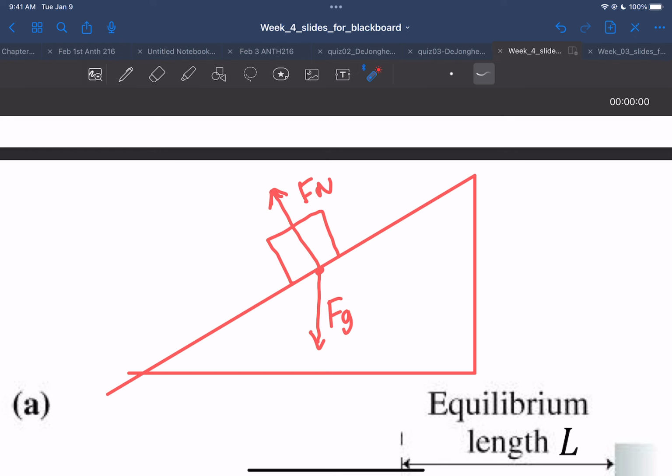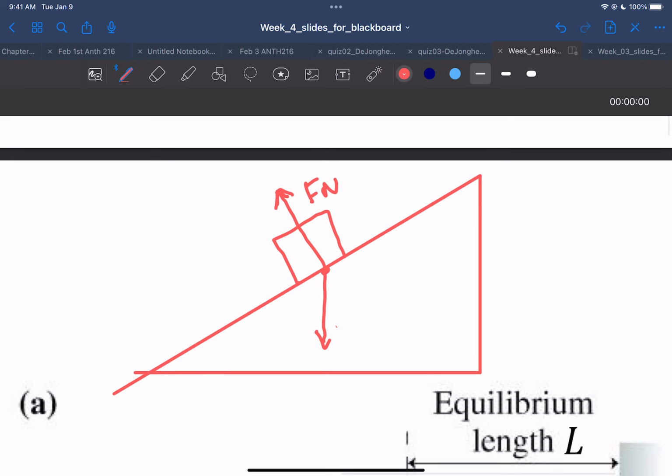Well, you might be thinking, the force of gravity just acts downwards like that, right? And the normal force is acting upwards along a different direction. Well, then what's down here to prevent it from sinking through? It doesn't make any sense, right?